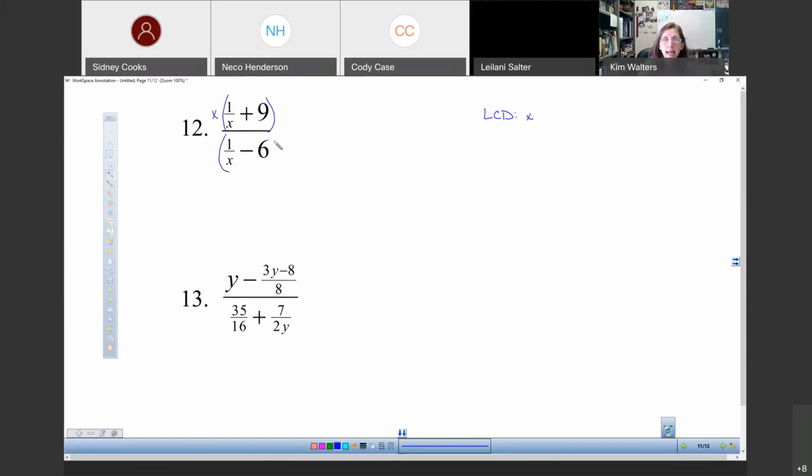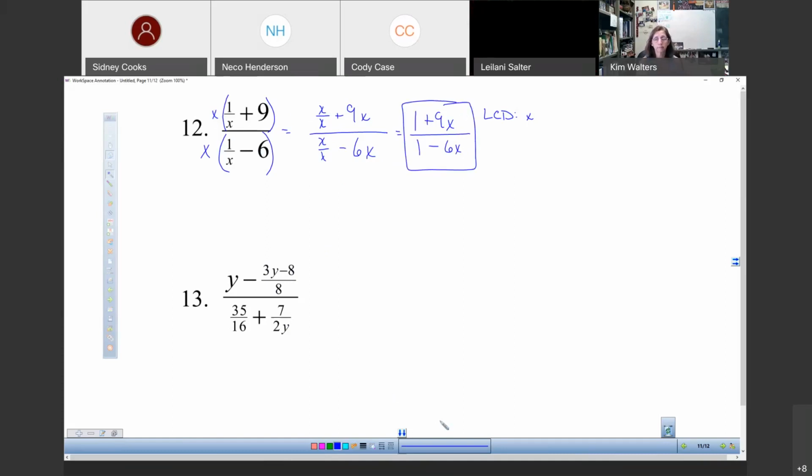I'm going to multiply x times everything. Now I'm literally going to multiply this through here. So I have x over x plus 9 times x. And in the denominator, I have x over x minus 6 times x. Multiplying the x through each piece. This one's actually pretty nice. x over x is 1, plus 9x. In the denominator, I have 1 minus 6x. That's my answer. That was not so bad.